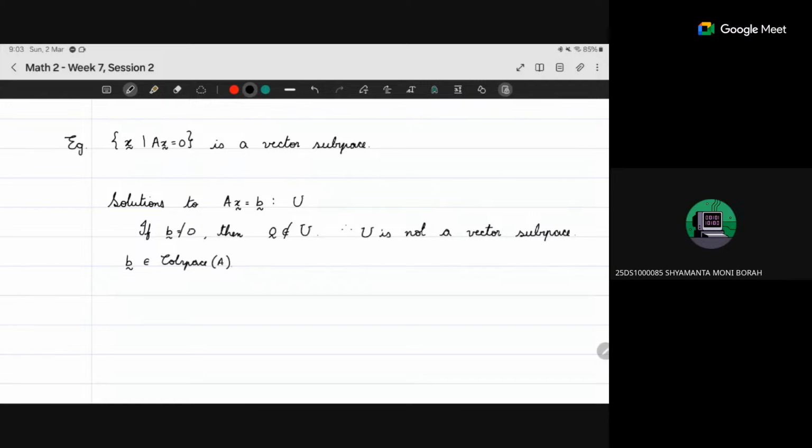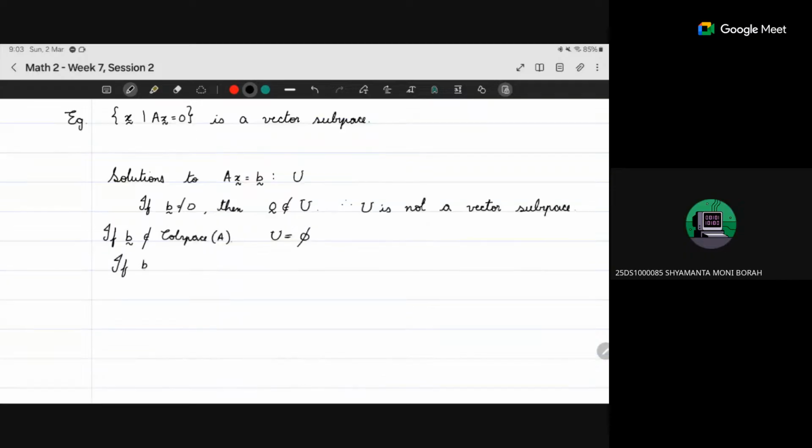What does B is in the column space of A mean? The columns of A span a set which contains B, which means that there exists an X which gives Ax equal to B. This is also a reformulation, but just in terms of more modified machinery that we are familiar with by now. So if B is not in the column space of A, then U is just the empty set. That is not something we care about. We care only about the case where B is in the column space, which means that this set U is not empty.